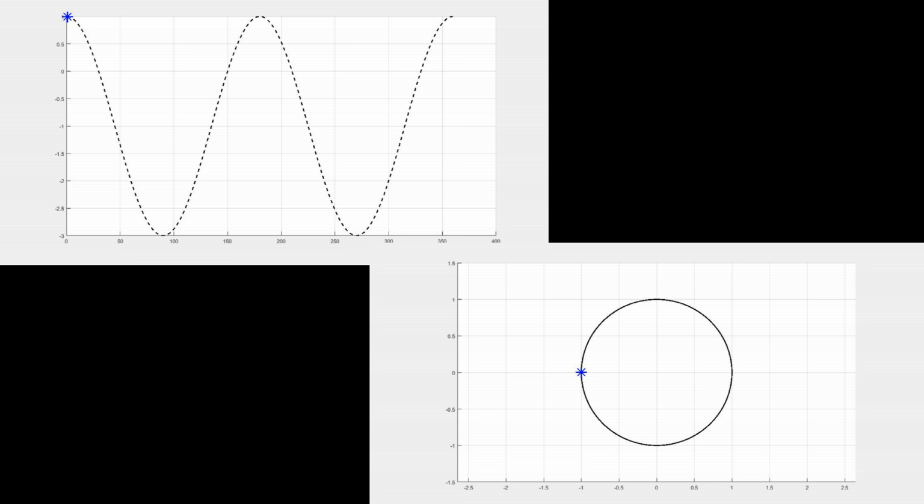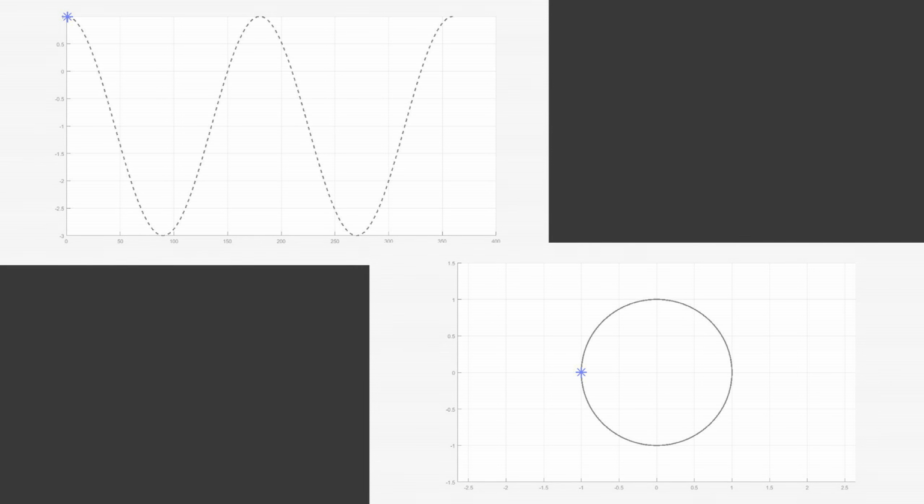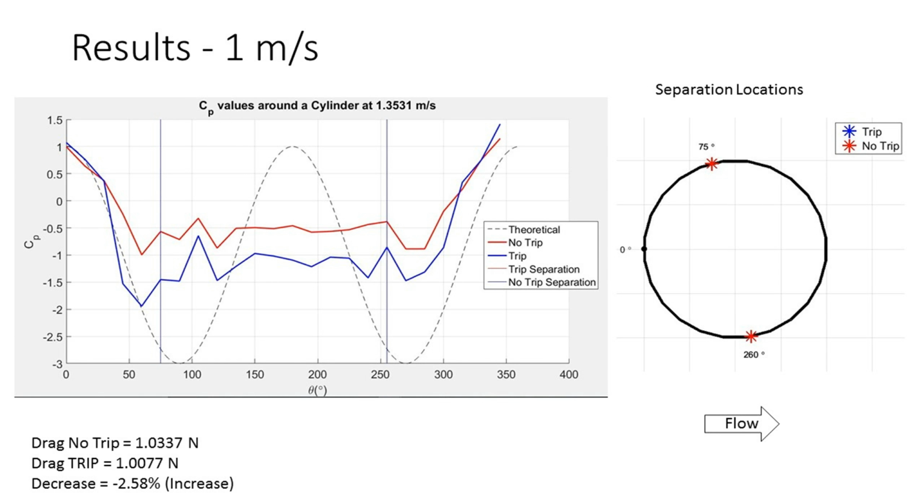The closer the plot matches the sinusoidal wave, the better. In theory, the lower the separation from the sinusoid occurs, the less drag there is. When running the wind tunnel around 1 meter per second, it is clear that the flow has a lot of time to fluctuate. Adding a trip strip to the cylinder doesn't seem to change the angle at which separation occurs, nor does it have much effect on drag.